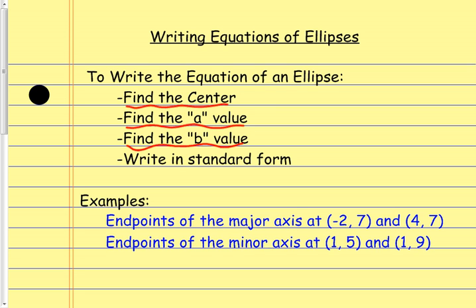And essentially the a value here, when we really think of it, is the radius of the major axis. So really we're still finding a radius just like we did with our circle. And then this second piece, the b value, is really just the radius of the minor axis. So really we're still doing the same thing we did with the circle. We're finding the center and then we're finding the radii this time, except there's more than one radius. There's a radius for our major and a radius for our minor axis. And then we're going to write it in standard form.